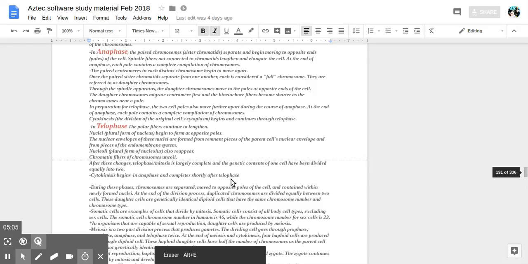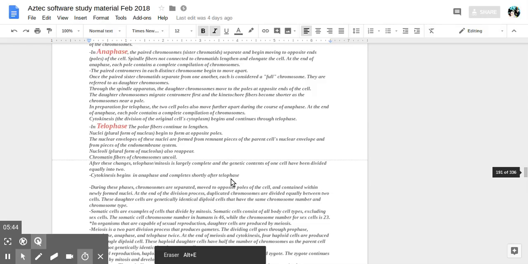At the end of anaphase, each pole contains a complete compilation of chromosomes. So they have migrated to opposite ends, the chromosomes. The paired centromeres in each distinct chromosome begin to move apart. Once the paired sister chromatids separate from one another, each is considered a full chromosome. They are referred to as daughter chromosomes. Through the spindle apparatus, the daughter chromosomes move to the poles at opposite ends of the cell.